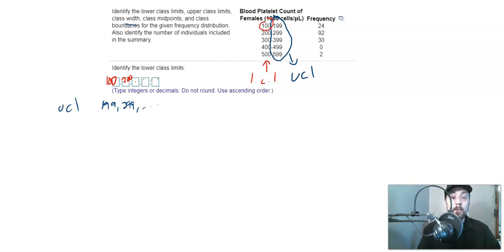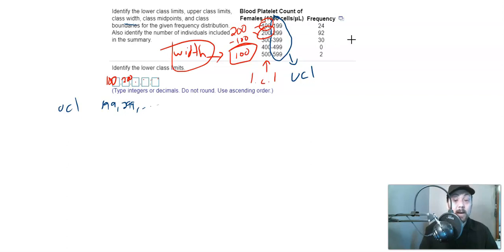I'm thinking these two. This looks like the easiest thing to do here. So here are two consecutive lower class limits. I subtract those: 200 minus 100 gives me 100. So there's my class width. I'm just going to put width here for that.